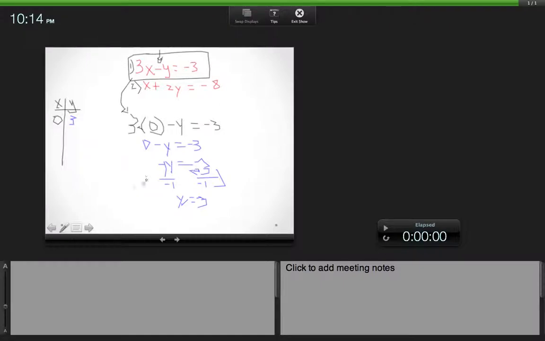Okay? So then I want to find a second point. So now I say, okay, well, what if x is positive 1? What happens then? So I do the exact same thing. I use the original equation. So I'm not at equation 2 yet at all.